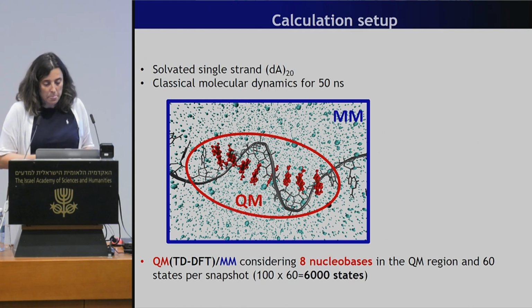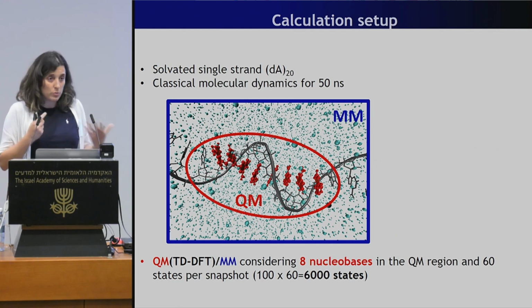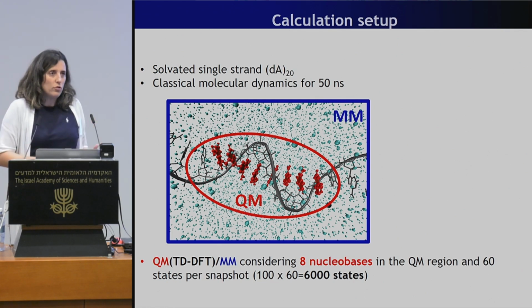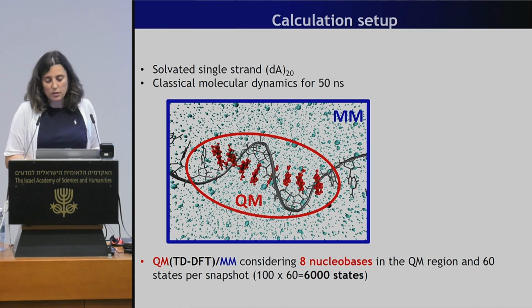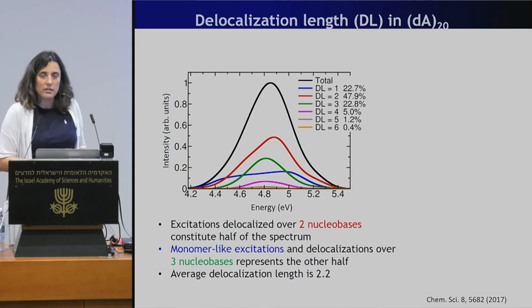8 nucleobases in the QM part region. And we had 100 snapshots. So this means, well, we're calculating, because we have many nucleobases, you have to calculate a lot of states. So we have 6,000 states, which actually, it was brute force. It's not complicated, but you have a lot of data, and then you have to figure out how to deal with the analysis of the wave function in an automatized way. And when you do all that, that's what you get.